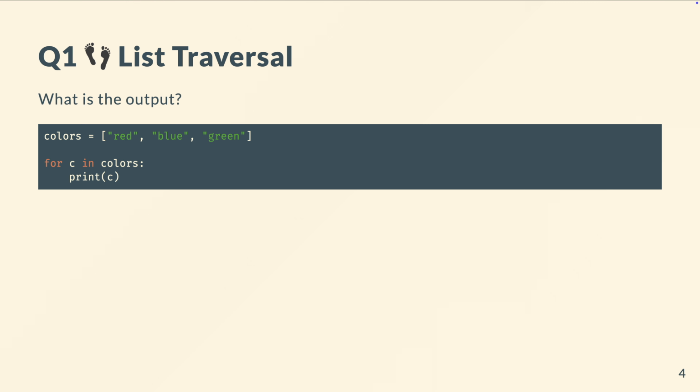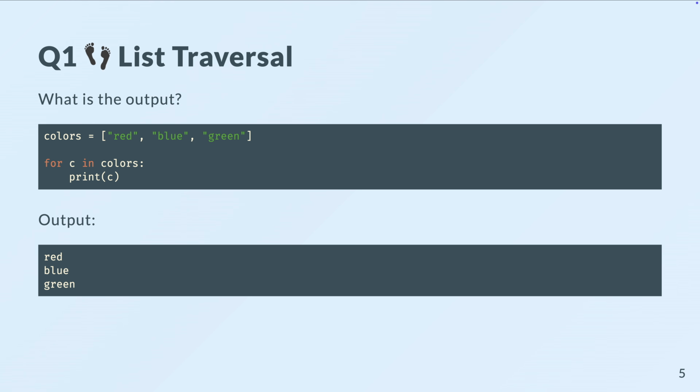Question 1. List traversal. We have a list named colors: red, blue, green. The loop prints c, and c becomes each color one by one. What is the output? Pause and answer. Let's check. The output prints each color on its own line, because print runs once for each item. First red, then blue, then green.